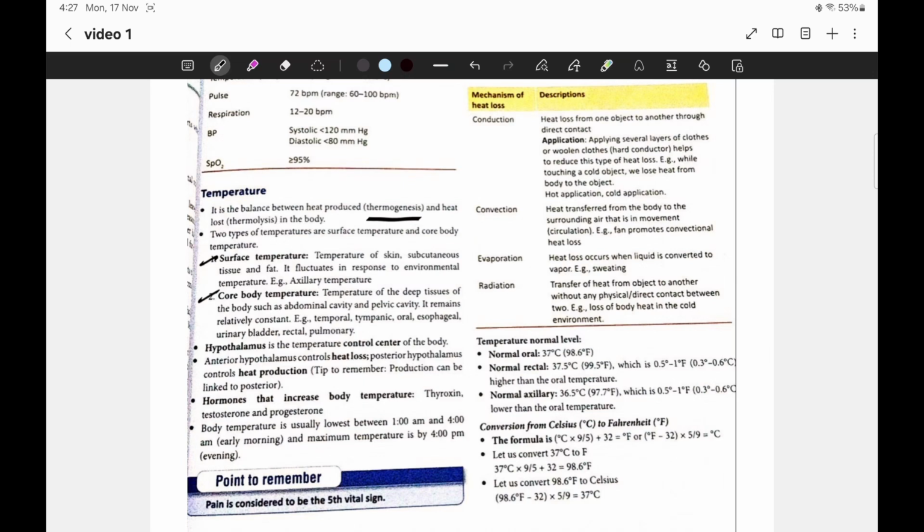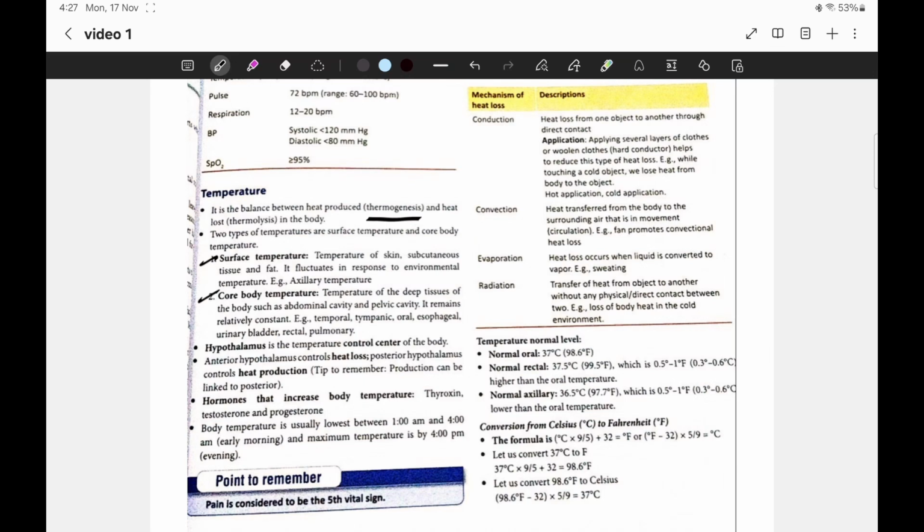But if we take the temperature orally, it is the internal body temperature, or from the abdominal cavity, tympanic or temporal sites. These are spaces or cavities with deep tissue, so they give the immediate and exact body temperature.